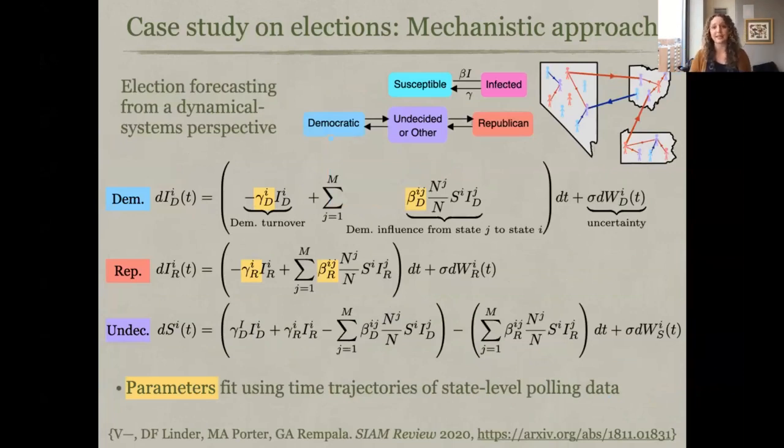It's very closely related to that original susceptible, infected, susceptible model I showed you, where here we're just saying that the evolution of Democratic voters in state I depends on demographic turnover. This is like recovery in the disease setting, based on some parameter gamma. And the sum of the interactions between voters, Democratic voters in state J, their influence on undecided voters in state I. And this depends on some parameter beta IJD, which is capturing the influence of Democrats in state J on undecided voters in state I.